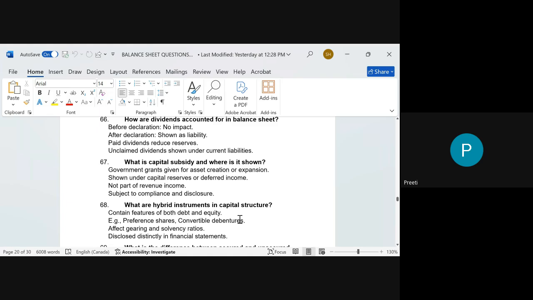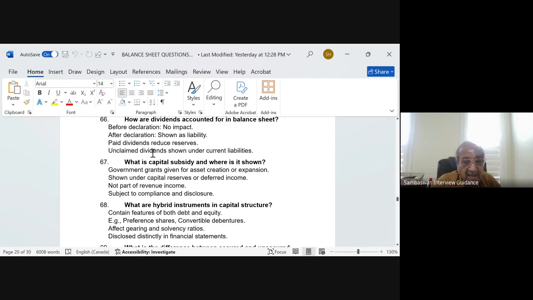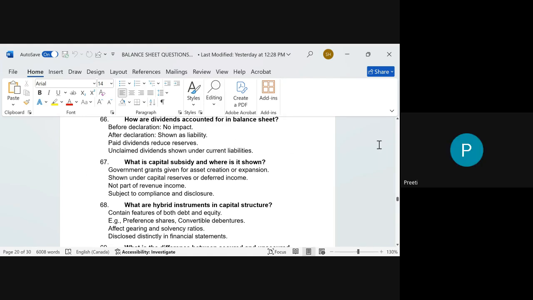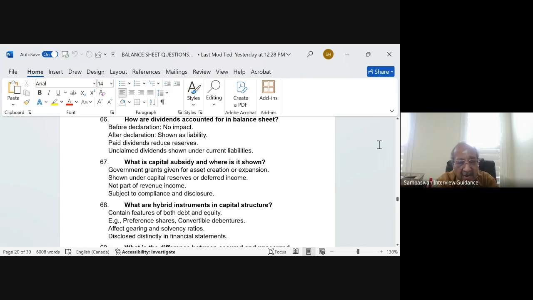Paid dividends reduce reserves. Unclaimed dividends show under current liabilities. What is capital subsidy? Do you understand this? Please explain in a little more detail.